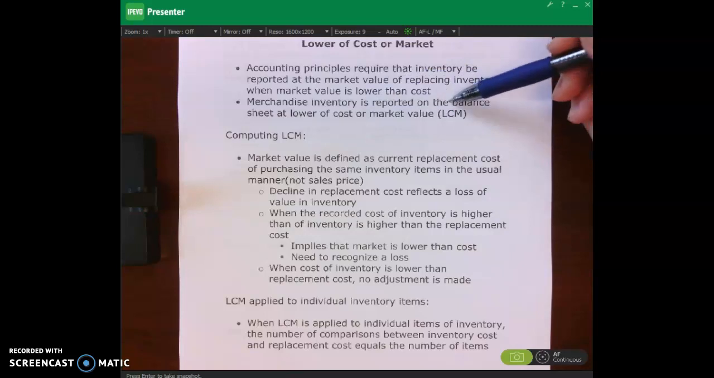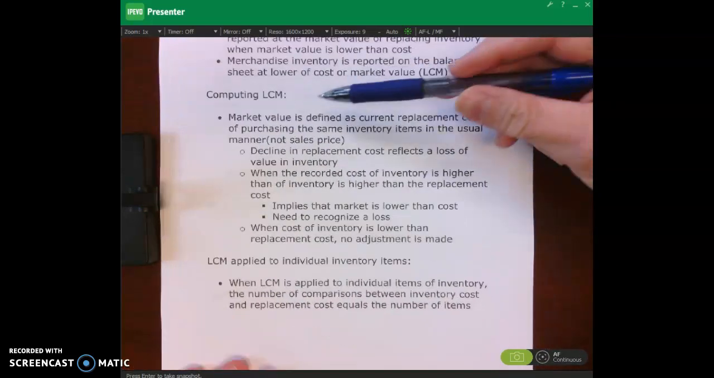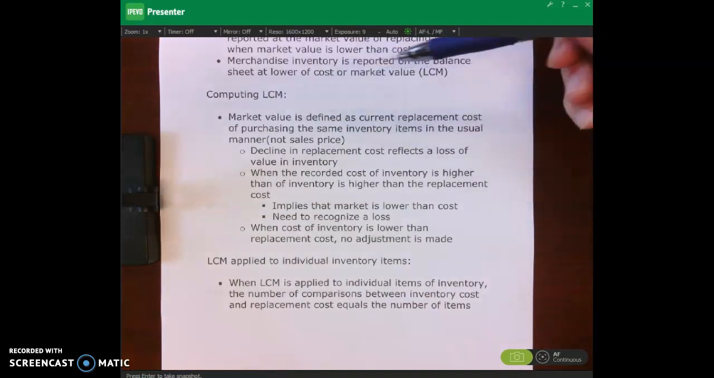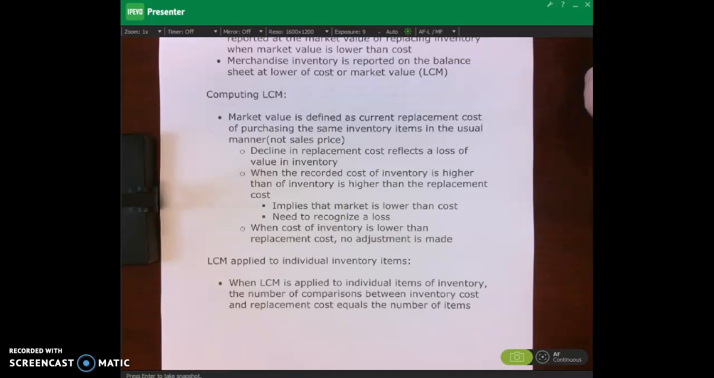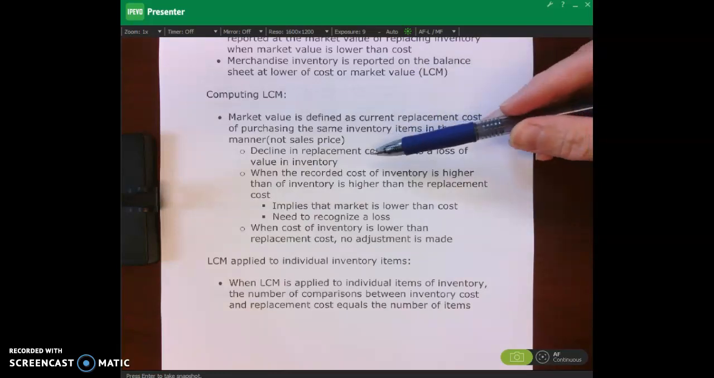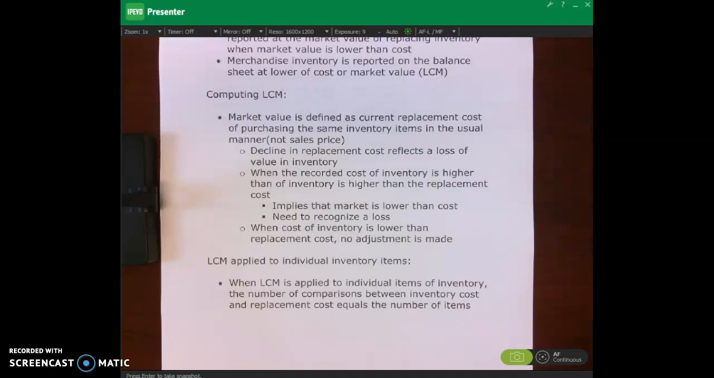So merchandise inventory, we know that's a current asset on the balance sheet, and it's reported at lower of cost or market. All right. So what do we mean by market value? It's our current replacement cost of purchasing the same inventory in the usual manner. So if we have a decline in our replacement cost, maybe because of obsolescence of what we sell, maybe we have some iPhone 4s still sitting around. Well, the replacement cost of buying a new iPhone 4 is going to be a lot less than what we paid for it several years ago.